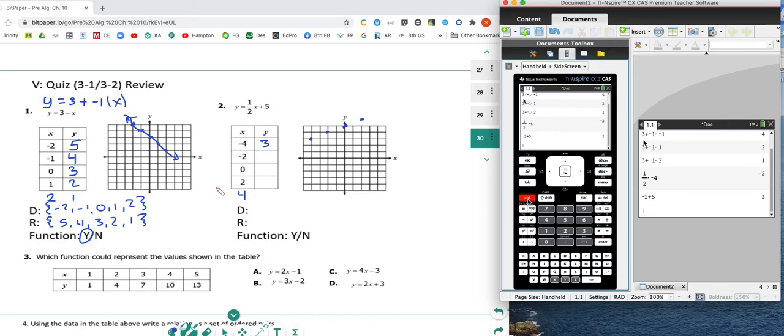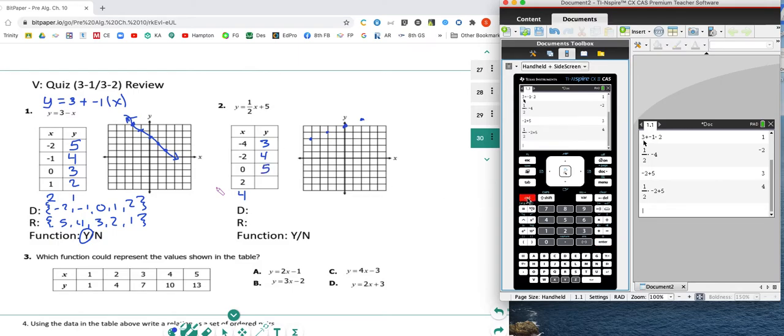So -2 plus 5 is going to give us 3. And now we're going to do control divide, 1/2, again arrow out, times parentheses, -2, and now I'm going to go ahead and add our +5, enter, and that's going to give us our 4. So if I put my 0 in here with 1/2 x, that's just going to give me 0, plus 5 is going to give me 5.